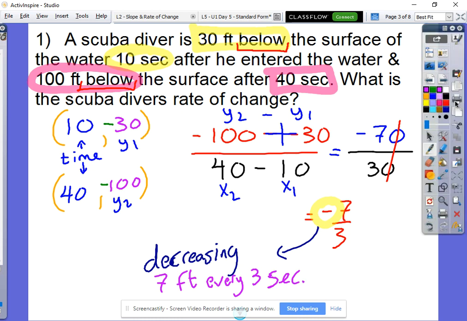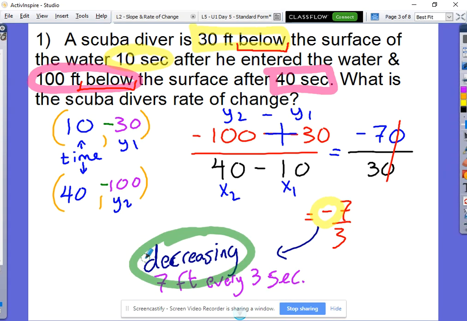But it's so important that you make sure you write down decreasing. If you just write down 7 feet every 3 seconds, you're going to be wrong because you have to note that we're decreasing. So that's how we interpret our slope. Our slope, or our rate of change in this case, is we are decreasing 7 feet every 3 seconds.